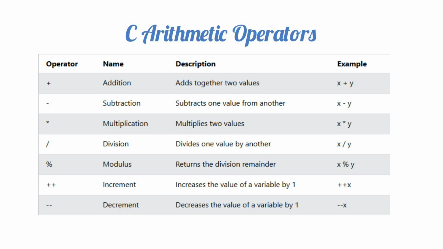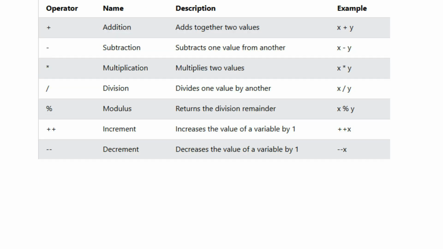Next, we have increment. If we use the plus plus operator, that means it is an increment operator. So that will increase the value by 1. Next, we have the minus minus operator, that is the decrement operator. This will decrement the value of the variable by 1.